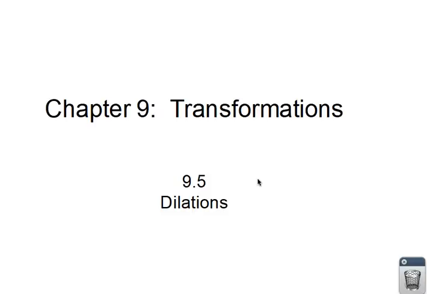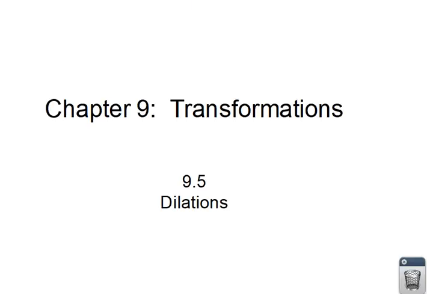Section 9.5, dilations. Think of this as what happens to your eyes whenever you go to the eye doctor and they put the little drops in your eye and your pupils dilate, they get bigger. That's what we're going to do with the shapes. We're going to make them bigger or we're going to make them smaller.